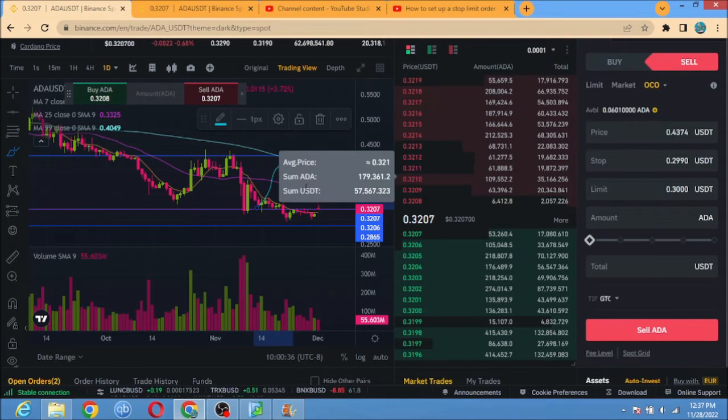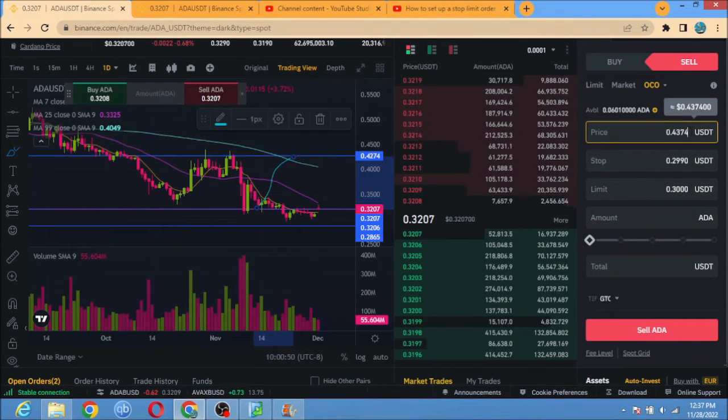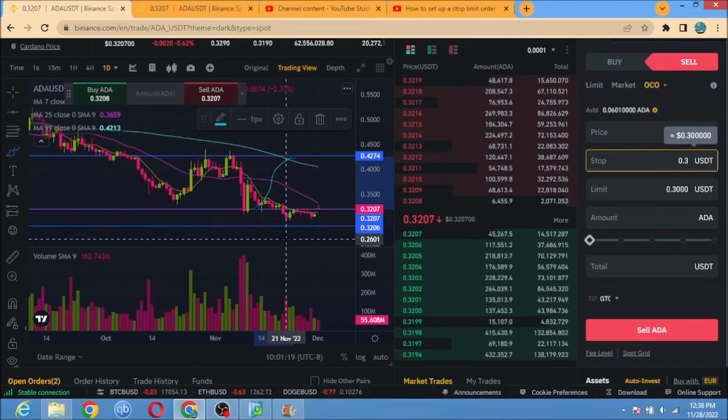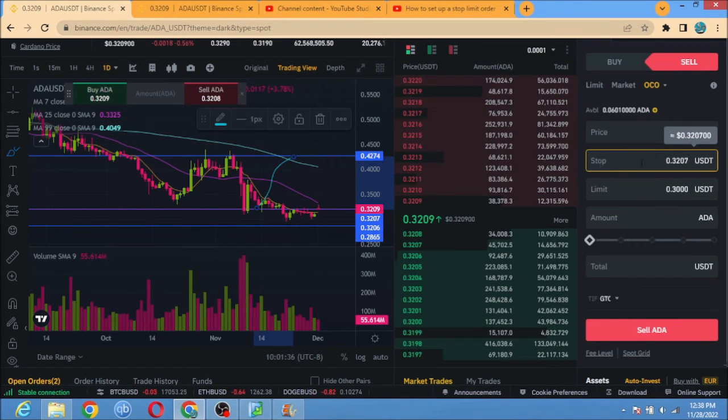So right from here, we are going to put this price here, 0.274. This is where our limit will be. Our price where we are going to regulate our loss from will be 0.3207. Another thing you have to understand is that the difference between the stop limit and the limit order should be very small. So this is where it will be executed.